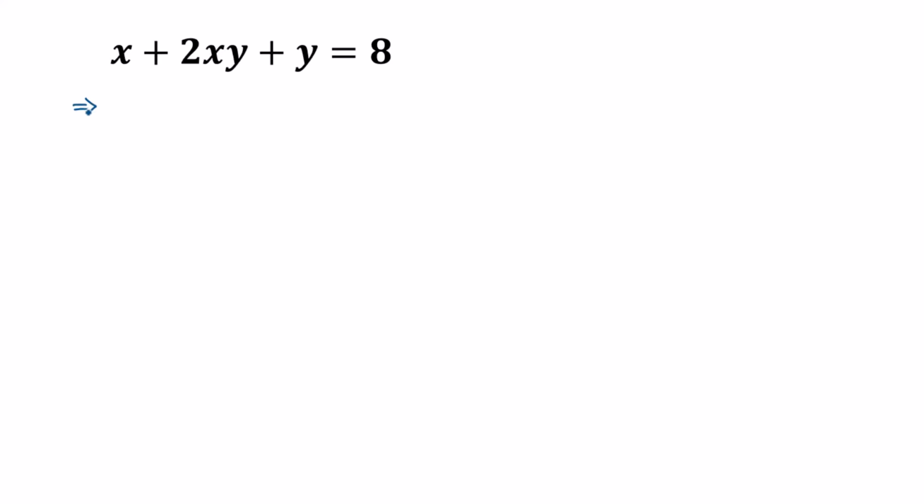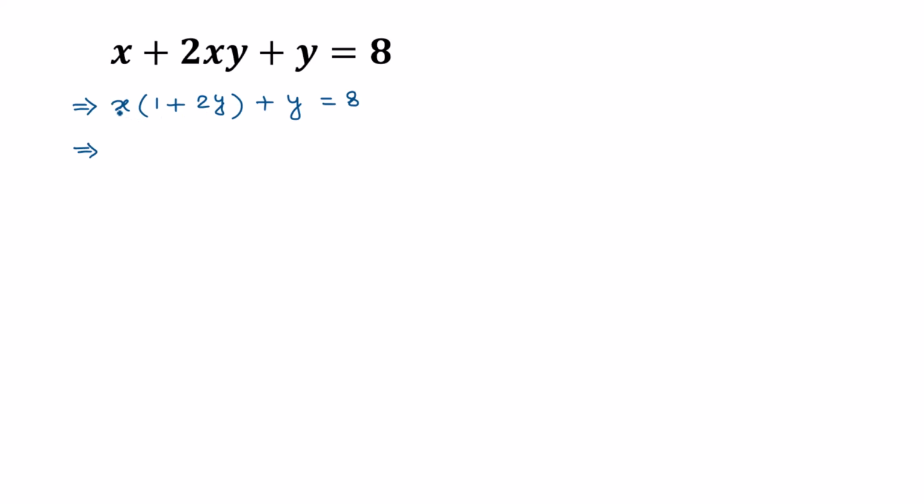Taking common x from these two terms, we can write x(1 + 2y) + y = 8. Here we have 2y, so to make 2y, we have to multiply both sides by 2.